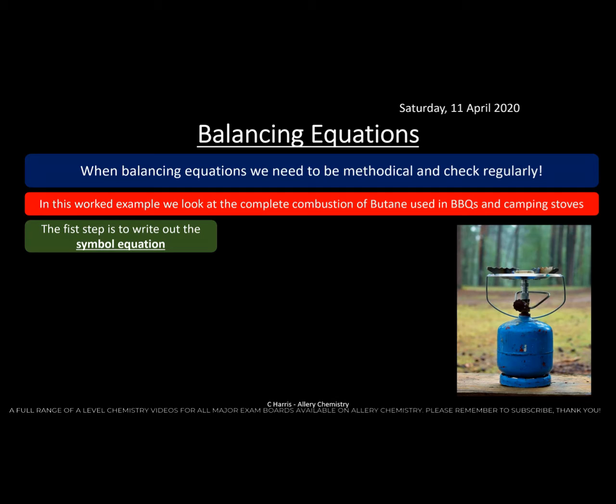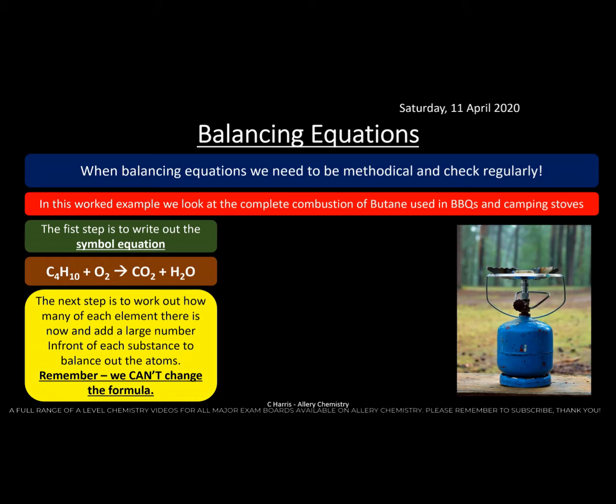So the first step we have to do is write out a symbol equation. So in this case, butane is C4H10. Again, you might have seen this at GCSE. This is nothing too unusual. Butane is C4H10. Oxygen, because when we burn anything, combustion is just a reaction with oxygen. Carbon dioxide and water. So the next step is we then need to work out how many of each element we have on the left and how many we have on the right.